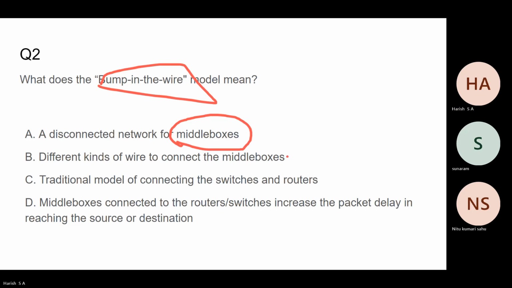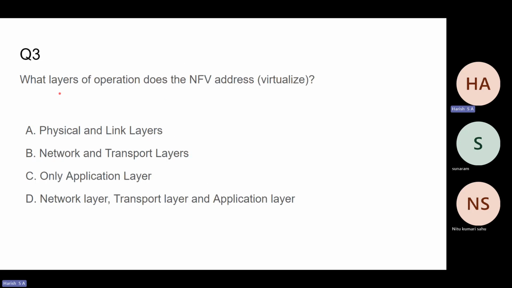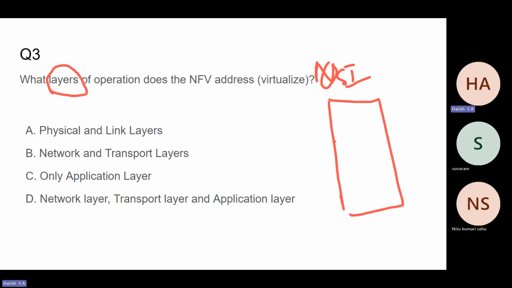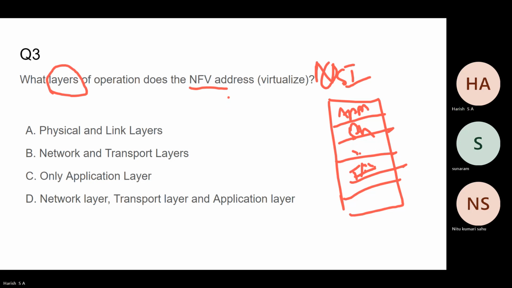So I think these are the keywords in this question. Third is, what layers of operation does the NFV address? By layers, they're talking about the network layers, the OSI or whatever, the network stack you can say, which is application, presentation, session, transport, and all of those. We'll come to that. So which are all these things that NFV tends to virtualize? We'll find out what NFV is again, and then we'll figure out which layers it affects.